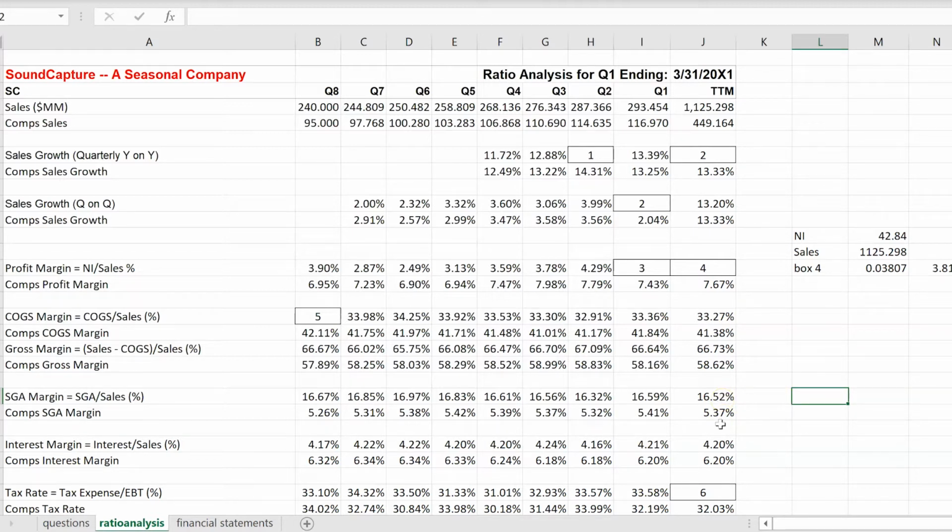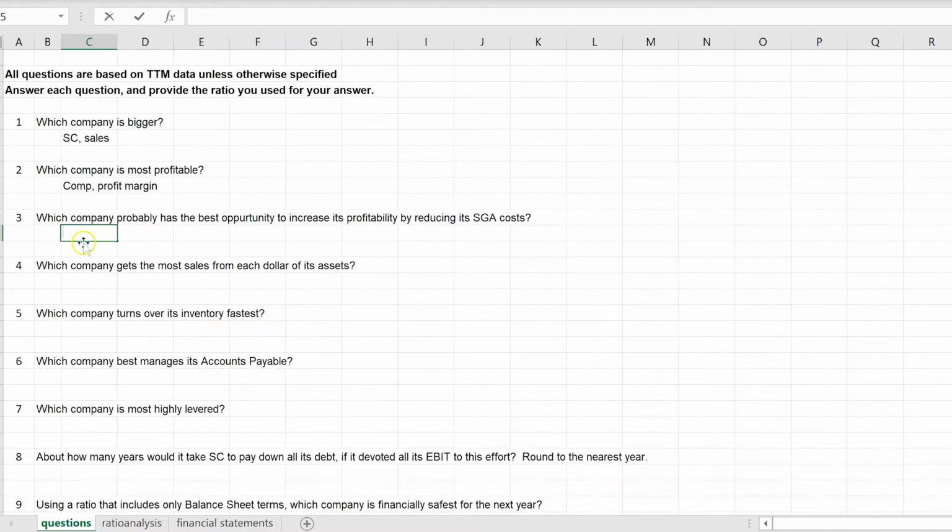So because Sound Capture has the greatest margin, they have the best opportunity to reduce this margin. And so if you reduce a cost margin, that will make your overall company more profitable because you're able to bring more of your sales and revenues down to the net income. So if we go back to question number 3, Sound Capture has the best opportunity to increase its profitability by reducing its SG&A cost, and we determine this by looking at SG&A margin.